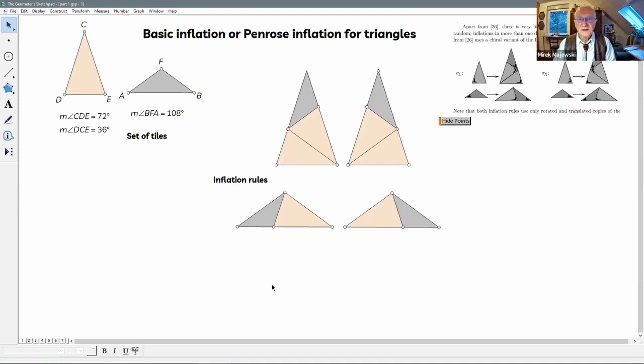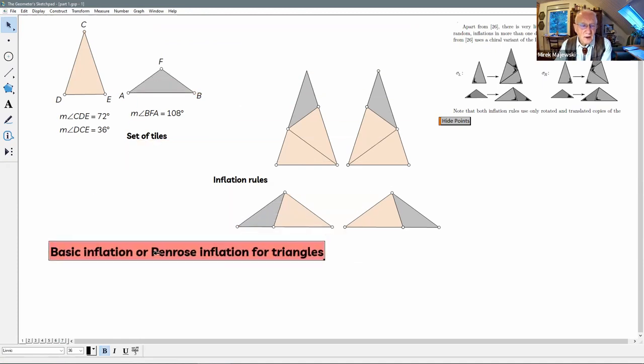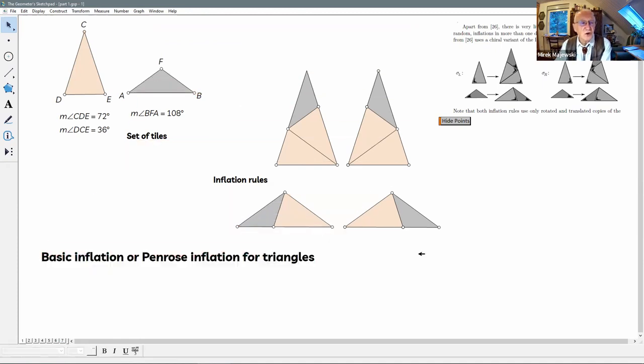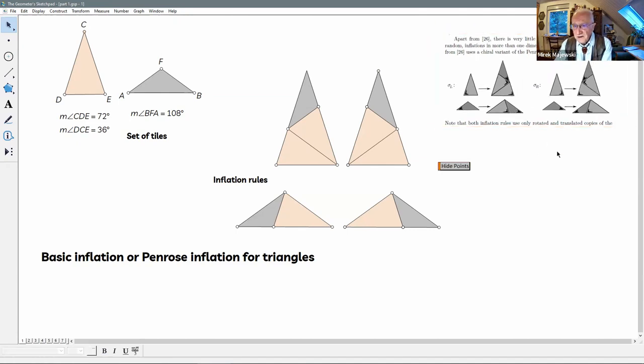So this is the beginning of the inflation thing. You can find information on the internet about Penrose inflation for triangles. And this is really what will give you the whole idea of how to deal with this. This is a fragment of a publication from somewhere, but I will just explain what I mean.